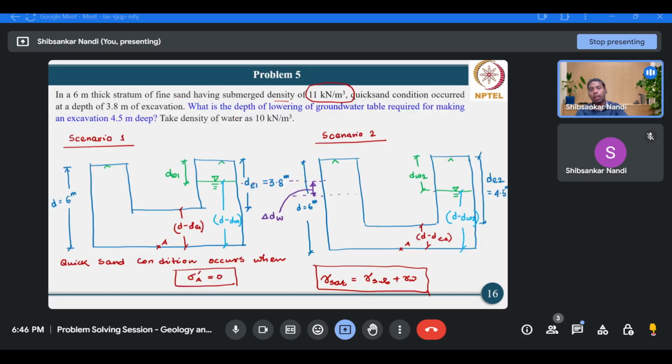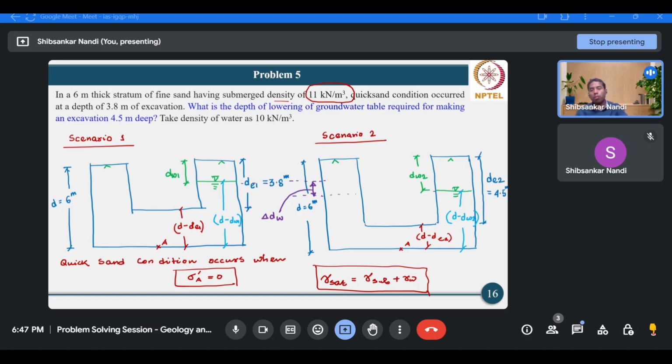Okay. And for problem 5, what we have seen is that two scenarios were talked about. For the first scenario, when the depth of excavation reached a value of 3.8 meter, quicksand condition occurred. However, we would like to make an excavation up to 4.5 meter deep. So what should be the depth of lowering for the groundwater table? That was the question. So for that we identified the location of groundwater table individually for both the scenarios, and took the difference between the two. That will give you the required depth of lowering for the groundwater table.